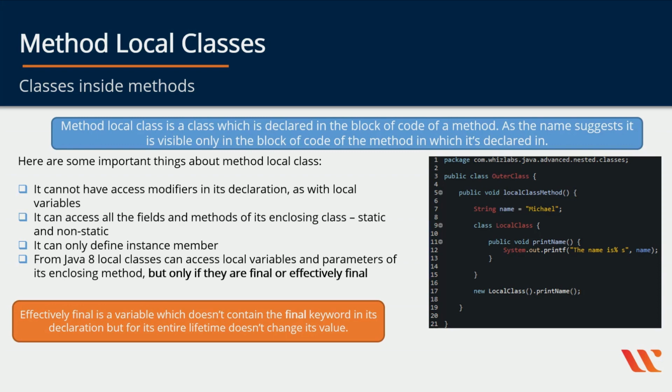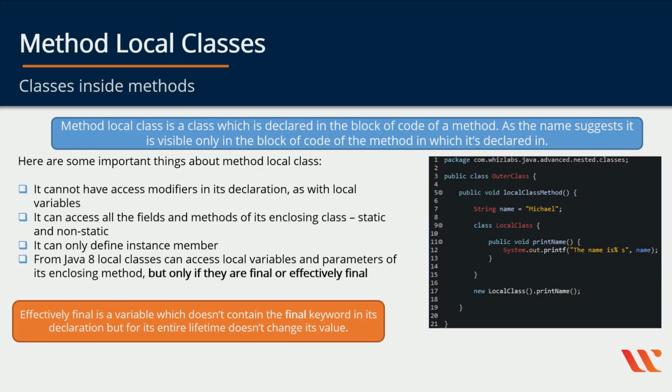From Java 8, method local classes can access local variables and parameters of its enclosing method, but only if they are final or effectively final. Effectively final is a variable which doesn't contain the final keyword in its declaration, but for its entire lifetime, its value doesn't change. Let's look at the example. Our inner class can use the variable name, declared in its enclosing method. It's not declared final, but it's never changing its value, so it's effectively final.